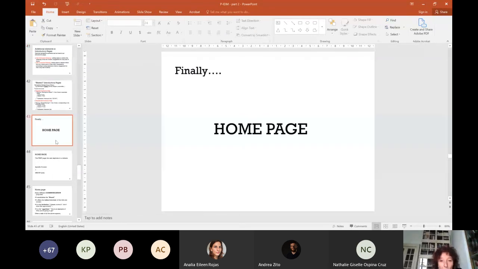On page, I say finally on page because it's the starting point for the user and it's the last step for the designer.